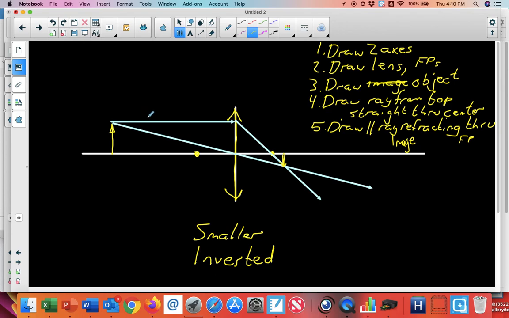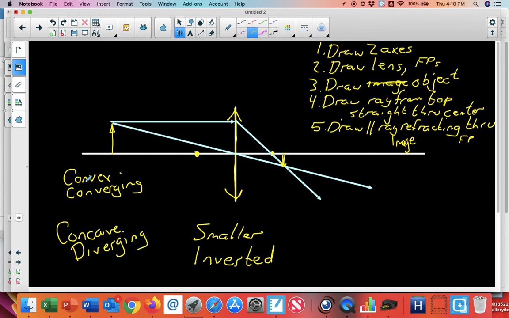This is for convex, or sometimes we call it converging, with the object outside the focal point. Different things happen when you have the object inside the focal point. That's called a magnifying glass. The other kind of lens we have is concave, which spreads out. It's diverging. And we will talk about convex lenses with the object in here and concave lenses in the next lesson.